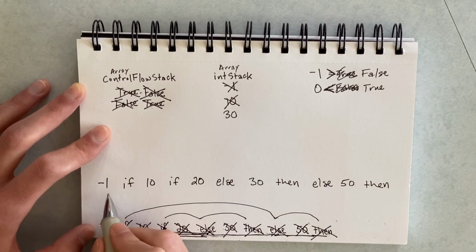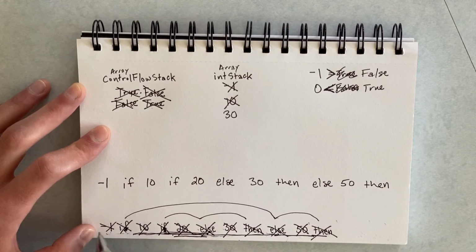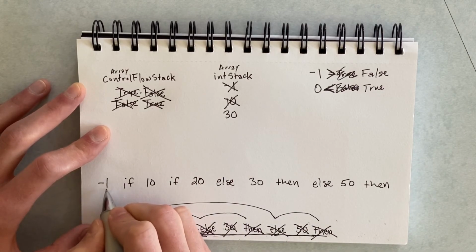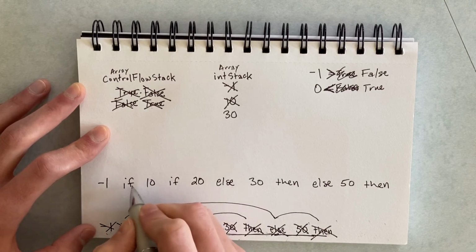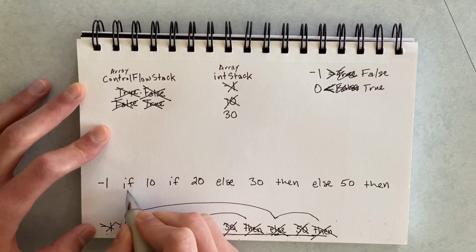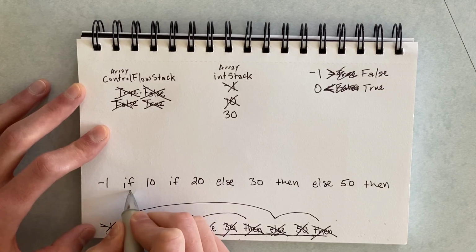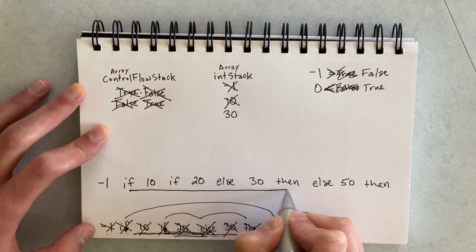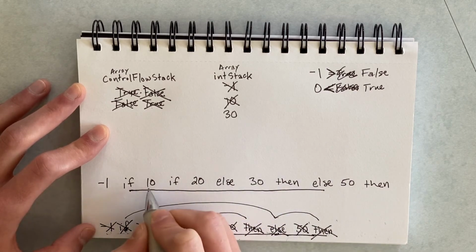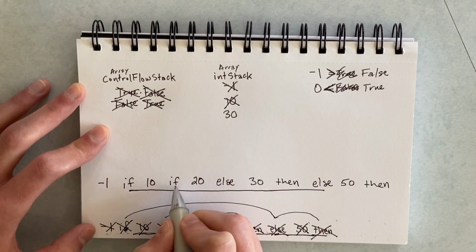So if we look at our original if-then statement, which is this. I just rewrote it because this is all crossed off. So we have our -1, which means true. So our if is true. So if our if is true, then do this until the else. Then we put a 10 on the stack.